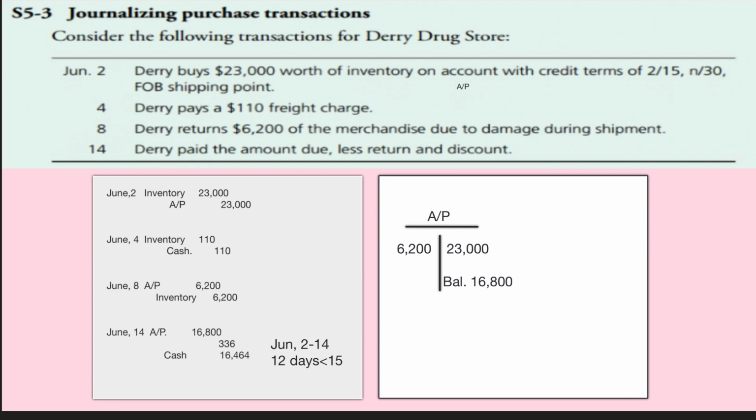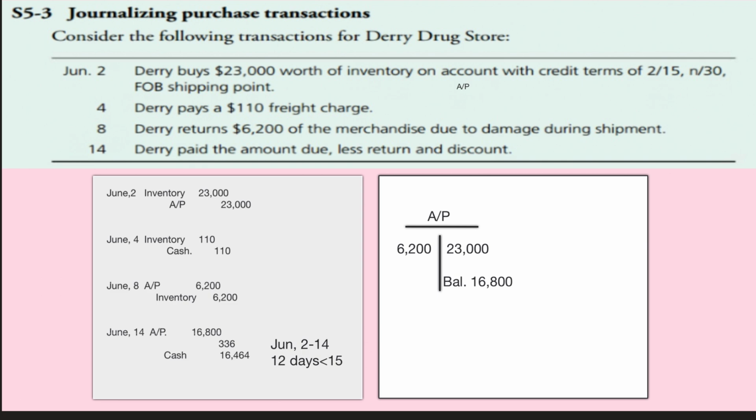Okay, so as you can see here, accounts payable in the debit side, 16,800, liability decreases. Cash on the credit side, asset decreased. And 336 is the discount. Okay, now the cash will be 16,800 minus the 2% discount. So how did we calculate the 336? We multiplied 16,800 by 2%, the discount rate here. Okay, because I paid within 15 days, within the discount period.